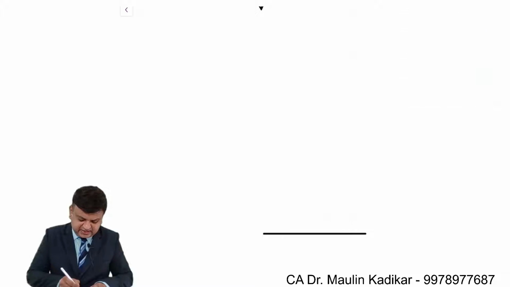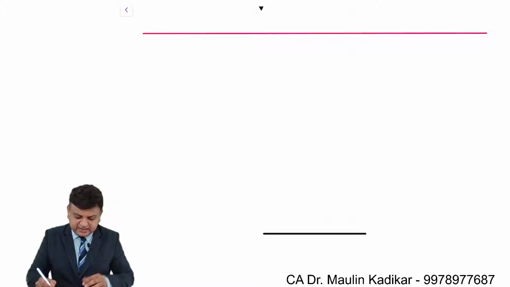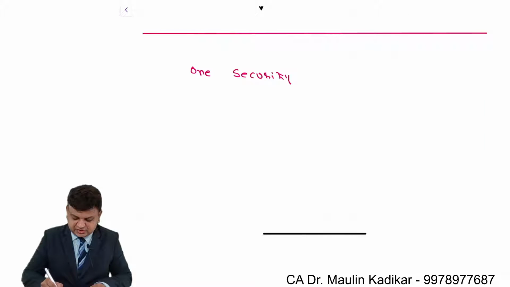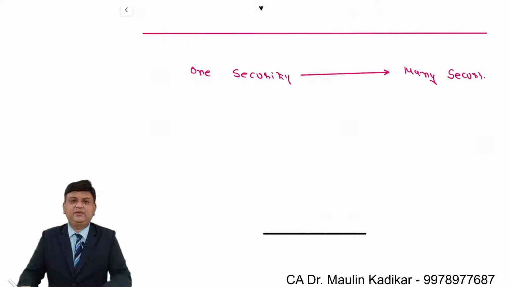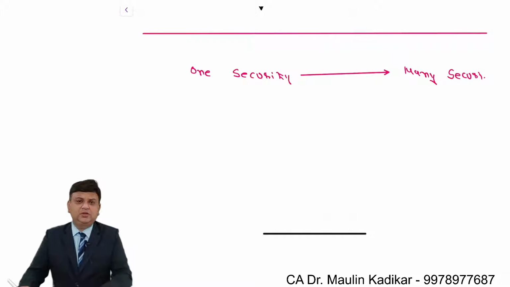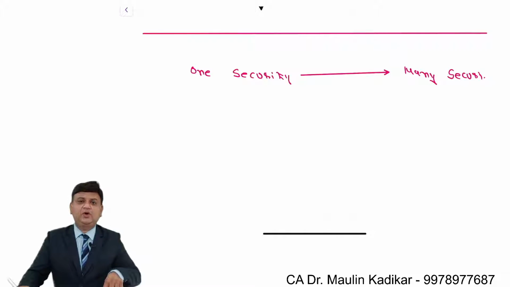We always understand that instead of making investment in one security, we should make investment in a bunch of securities, that is, in many securities, so that we will be able to have diversification of the investment. In this chapter of portfolio management, we are going to understand all these things that we usually understand.